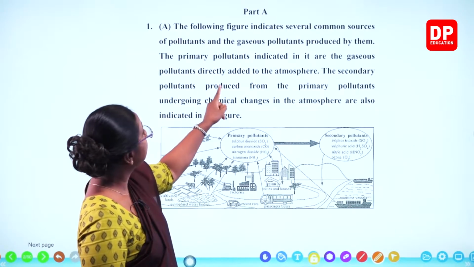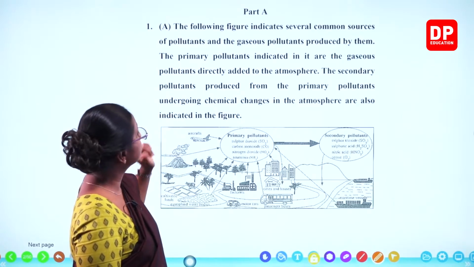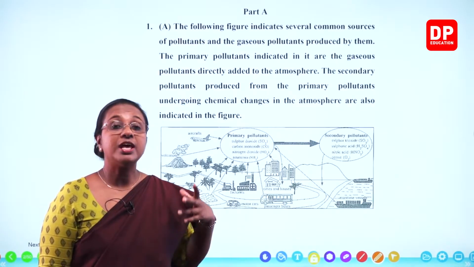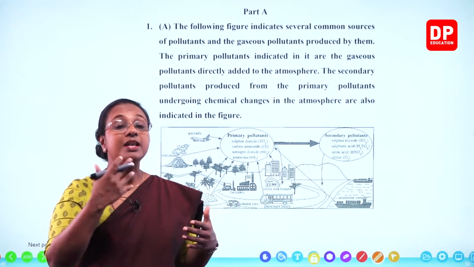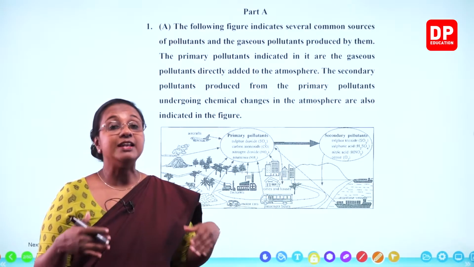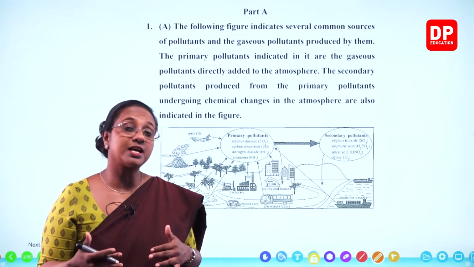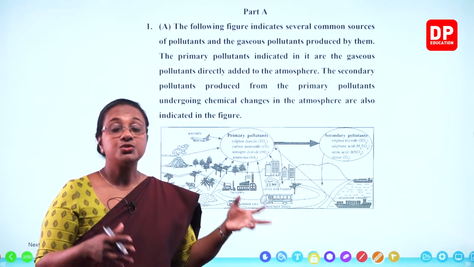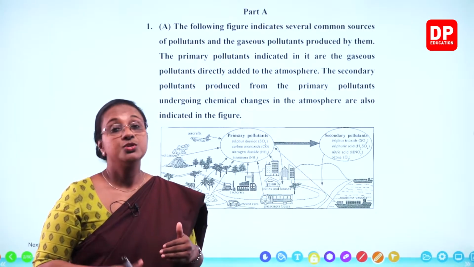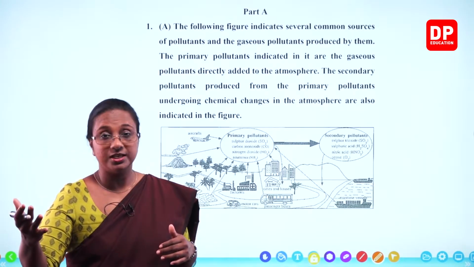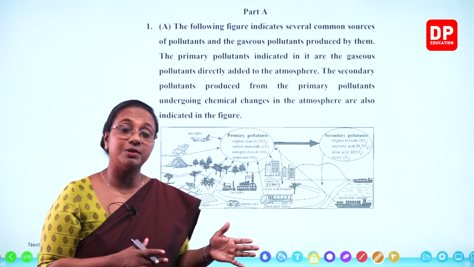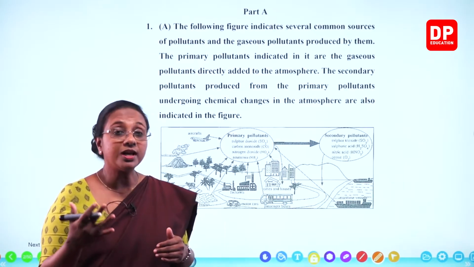Here we are looking at the sources of pollutants and the gaseous pollutants produced by them. So there are different sources. For example, when there is a vehicle, a car that is running on petrol, a fuel, and then when this fuel undergoes combustion, carbon dioxide is released to the environment. So there, the combustion of fuel is the source of the pollutant carbon dioxide. So carbon dioxide is the pollutant.